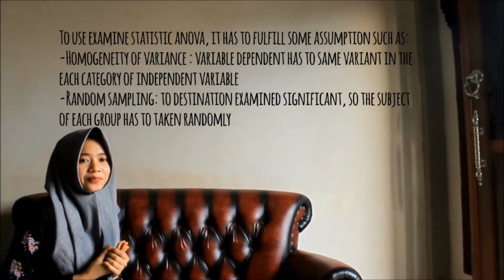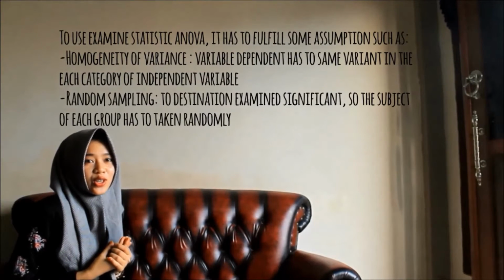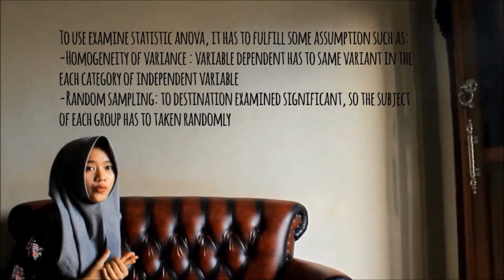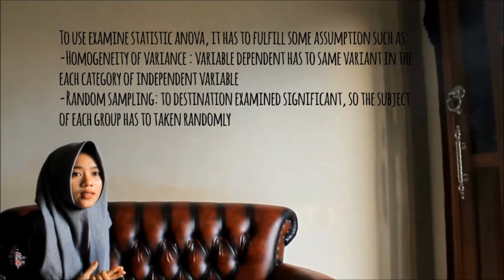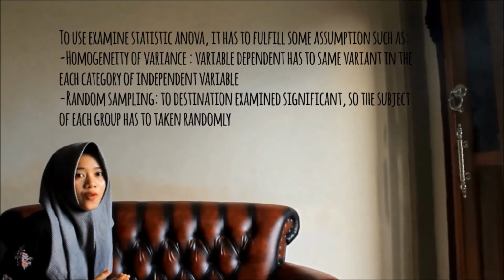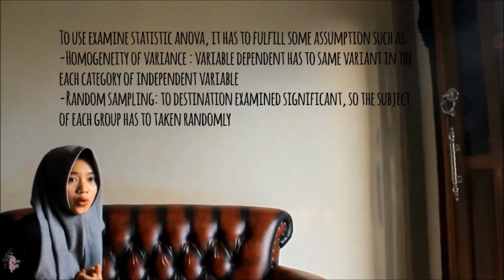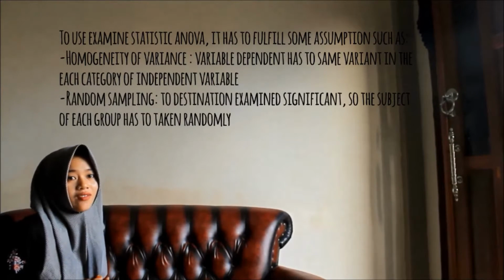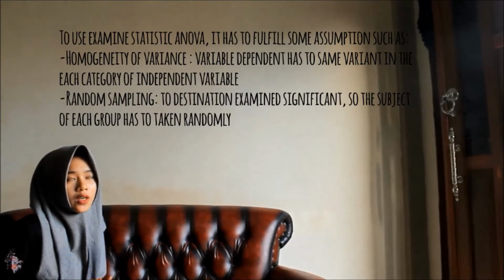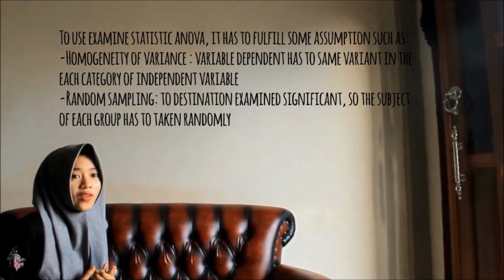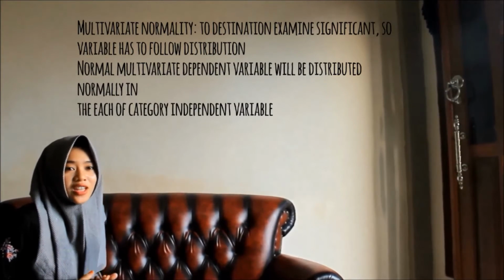And next, to use ANOVA statistics, it has to fulfill some assumptions, such as homogeneity of variance: the dependent variable has the same variance in each category of the independent variable. And then random sampling, the subjects of each group have to be taken randomly. And then multivariate normality.